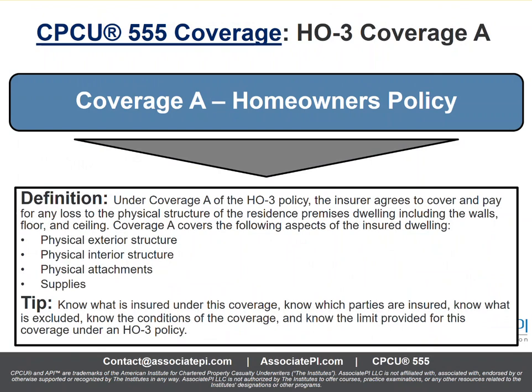Coverage A of the homeowner's policy, definitely got to know that one. So coverage A covers the dwelling and structure, so the primary home. Know what this covers, what it doesn't cover, know what's excluded, know what parties are insured, know what property is insured. There's a lot that you have to know for coverage A. So it covers the physical exterior, physical interior, attachments, and supplies. And then also know what the limit for coverage A is.